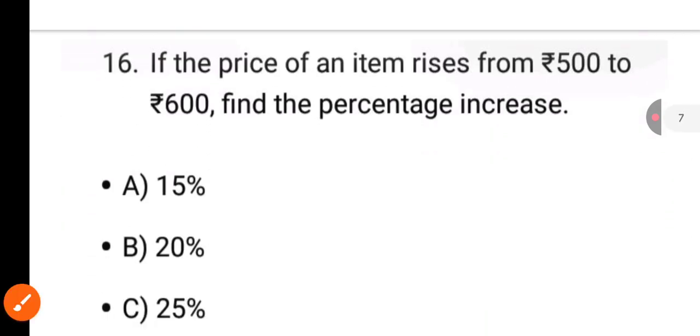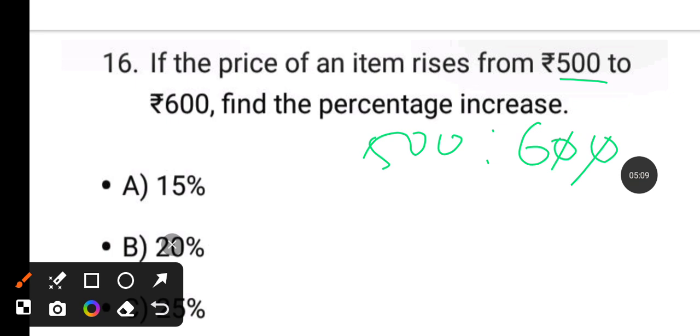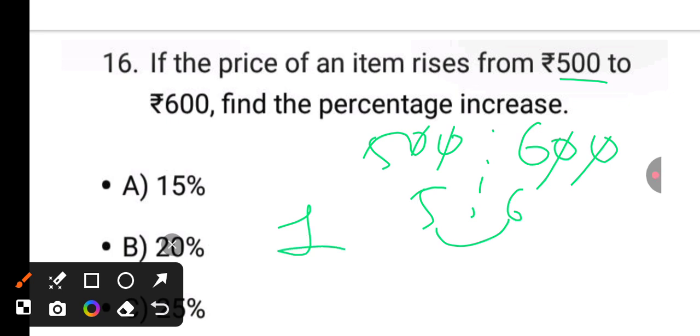Next, if the price of an item rises from 500 to 600, what is the percentage increase? Again simple, 500 becoming 600. I can cancel the zeros. Now the ratio is 5:6. 5 is becoming 6, means increase is 1. From where? From 5. It is 20%.